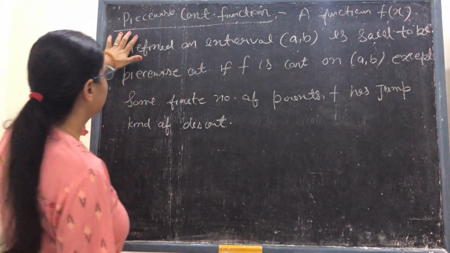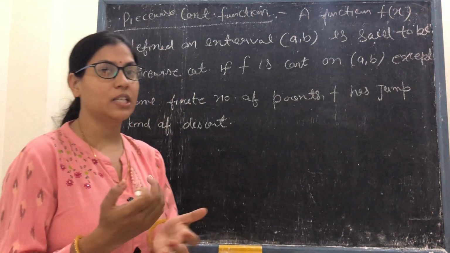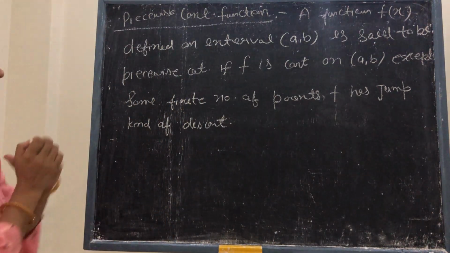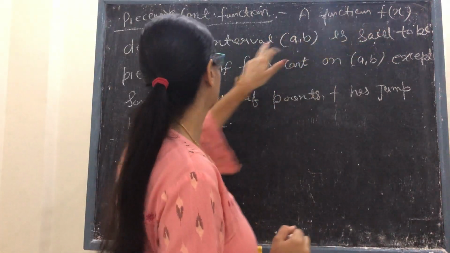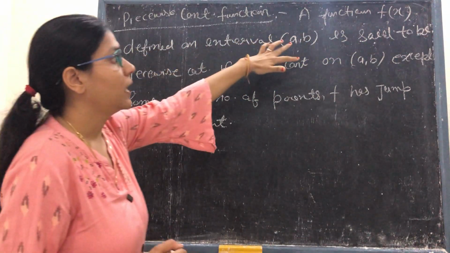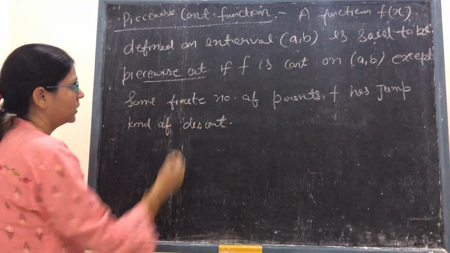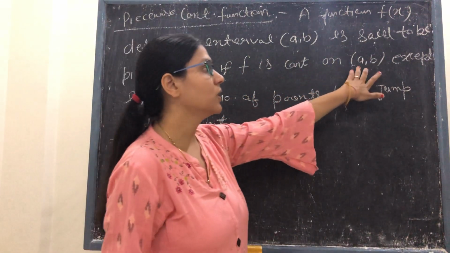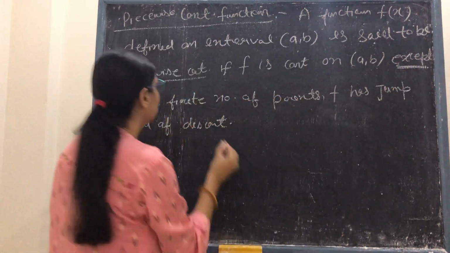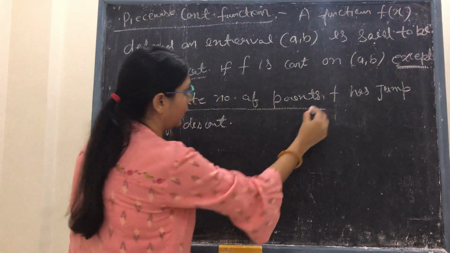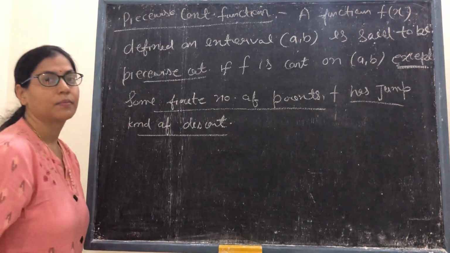We are going to study piecewise continuous functions. We already studied continuous functions, and now we are studying piecewise continuous functions. A function f(x) defined on an interval [a, b] is said to be piecewise continuous if f is continuous on [a, b] except at some finite number of points where f has some kind of discontinuity.